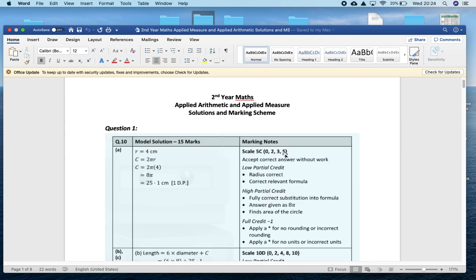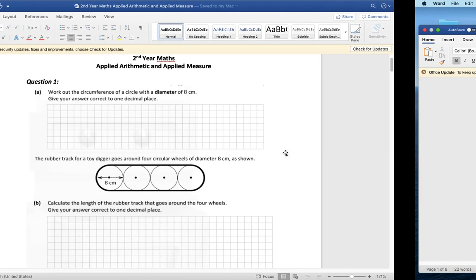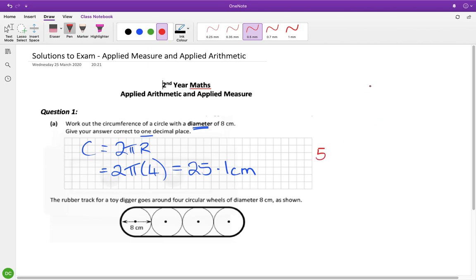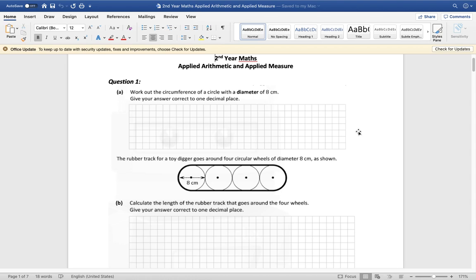The way this works is: full marks, then high partial credit is the next one down, low partial credit the next one down, and then obviously if it's just wrong, it's wrong, so that's 0. Do your best to find out where you fall in there. So for me, I'm going to get 5 for that one. I'll just put the 5 here so that we can tot up the score. Okay, so next question.